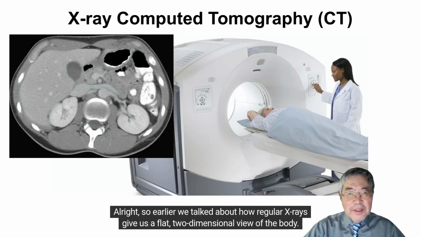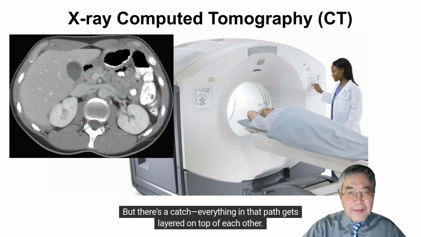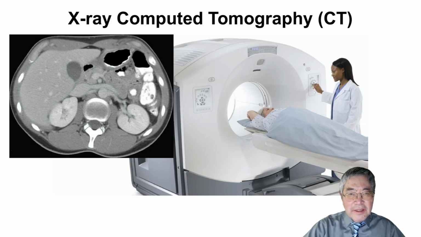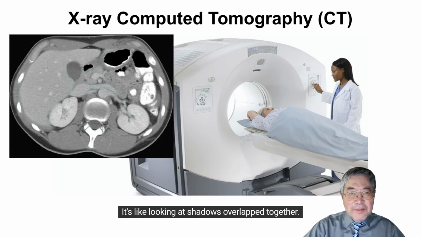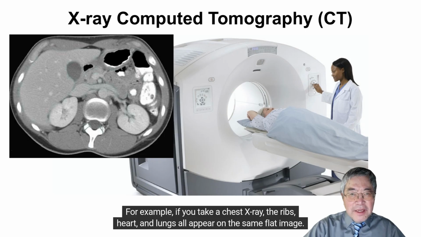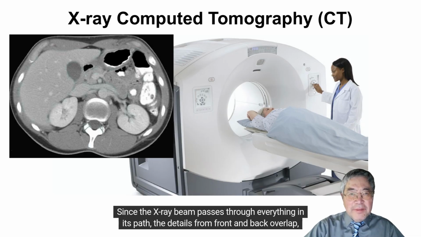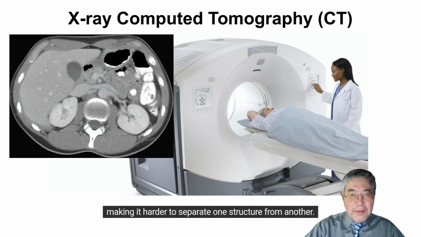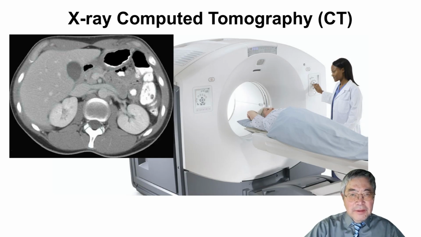Alright, so earlier we talked about how regular X-rays give us a flat, two-dimensional view of the body. But there's a catch. Everything in that path gets layered on top of each other. It's like looking at shadows overlapped together. For example, if you take a chest X-ray, the ribs, heart, and lungs all appear on the same flat image. Since the X-ray beam passes through everything in its path, the details from front and back overlap, making it harder to separate one structure from another.